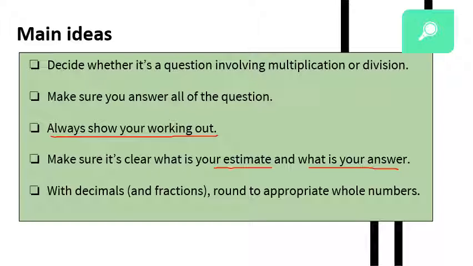And lastly, with decimals, and the same goes for fractions, you want to round them to an appropriate whole number, because whole numbers are a lot easier to multiply and divide than decimals and fractions. So just either round it up or round it down to the nearest appropriate whole number. And that's it for this week.